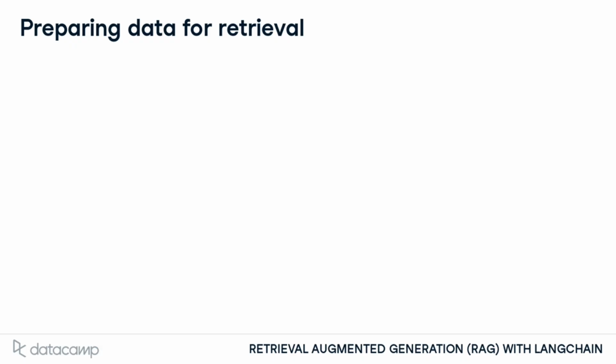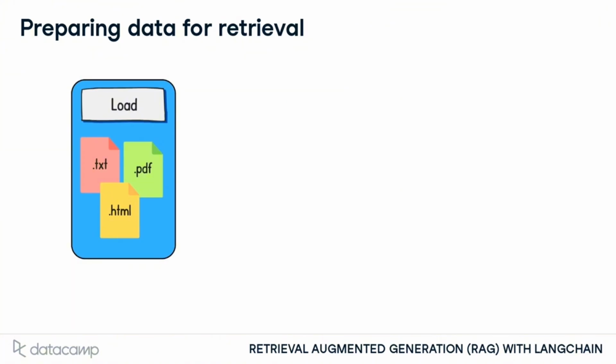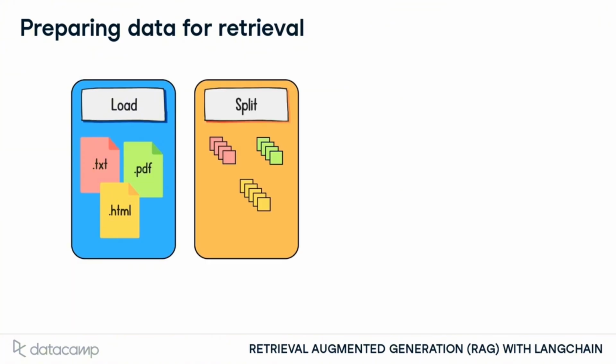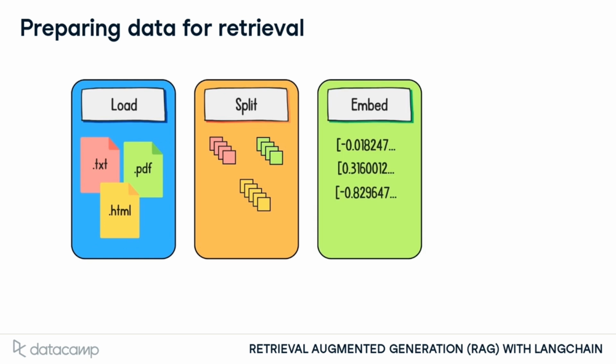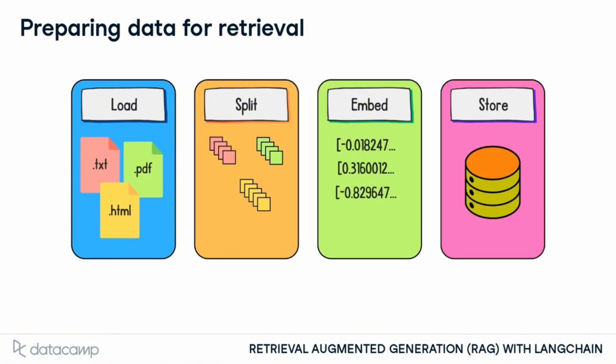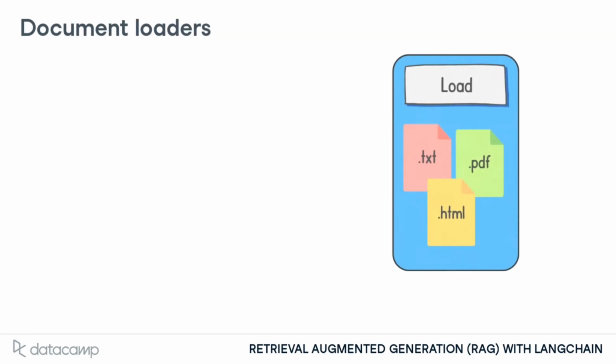To enable a RAG workflow, we need to set up our data sources for retrieval, which starts with loading the documents to build up the knowledge base, splitting them into chunks to be processed, and creating numerical representations from text called embeddings. These embeddings, or vectors, are stored in a vector database for future retrieval. In this video, we'll start with loading documents with LangChain.